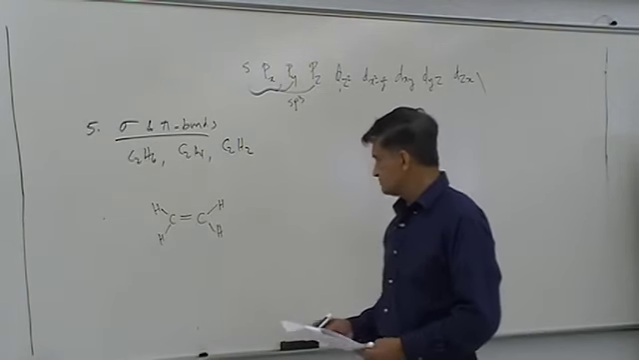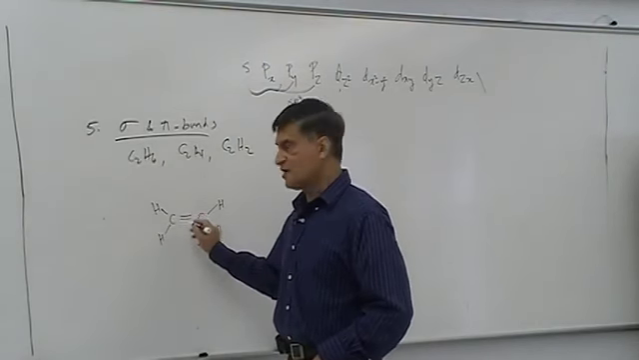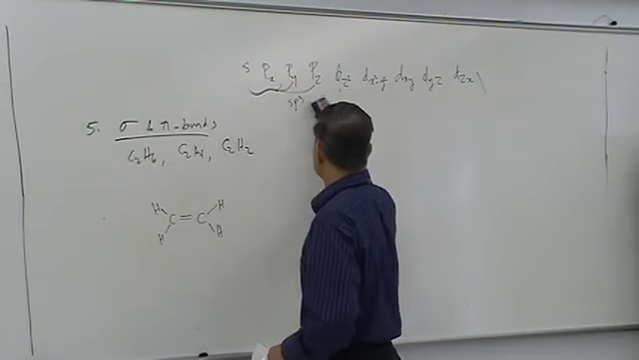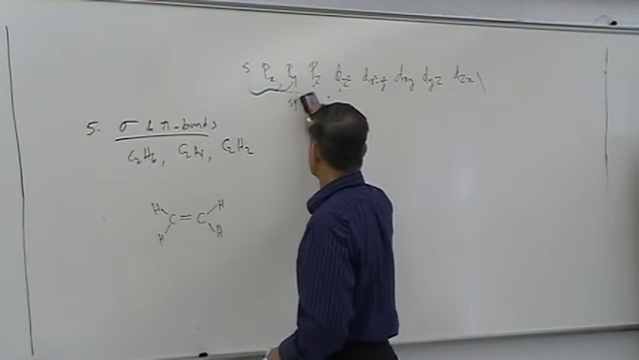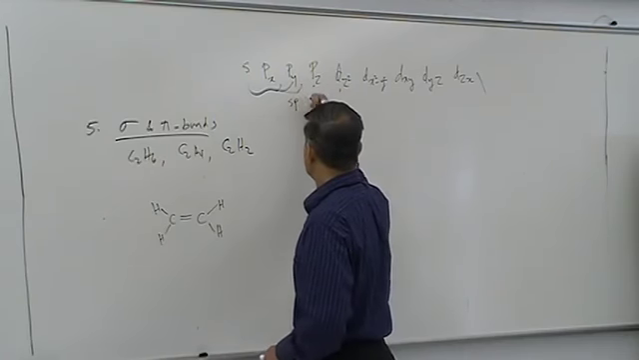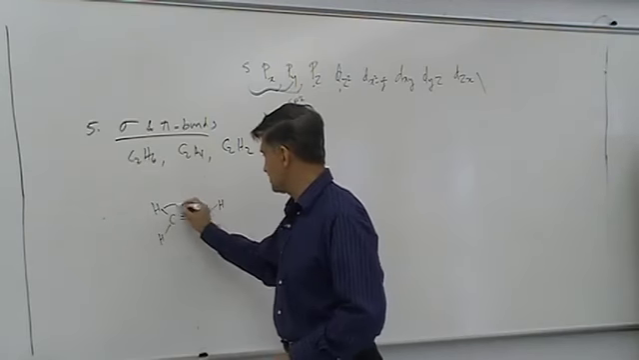Now, hybridization. Remember, a double bond would be counted as a single bond. 1, 2, 3. 3 pairs means I need to combine only 3 orbitals, so it would be sp2. And you remember that sp2 goes with a 120 degree angle. So this is going to be 120 degrees.